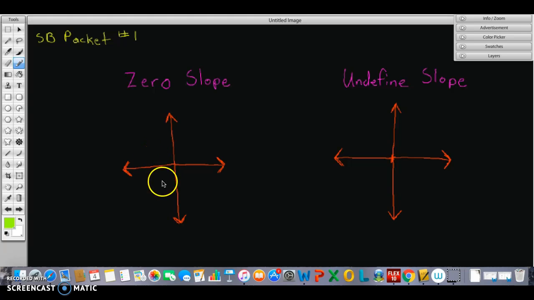All right, so if a graph has a zero slope, that means there's going to be a straight line going through the vertical axis. And let's go ahead and classify these. So this is the y-axis, and this is the x-axis. If a graph has a zero slope, there's going to be a line intersecting the y-axis. If a graph has an undefined slope, it's going to be a straight line intersecting the x-axis.